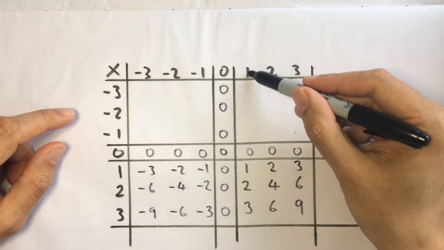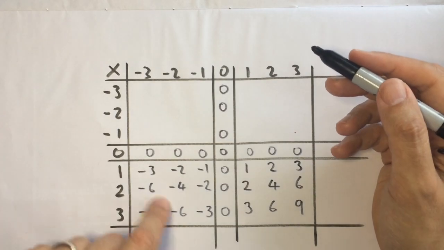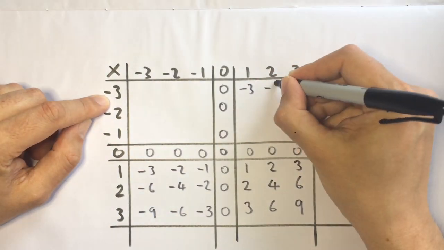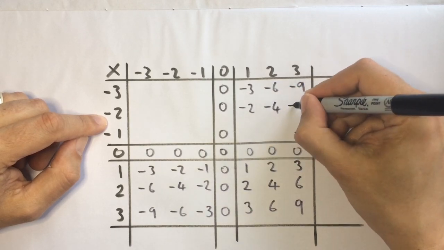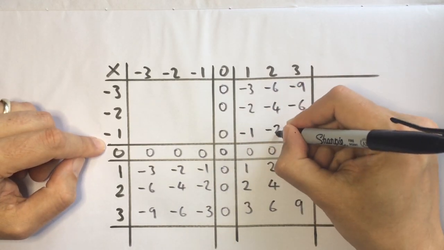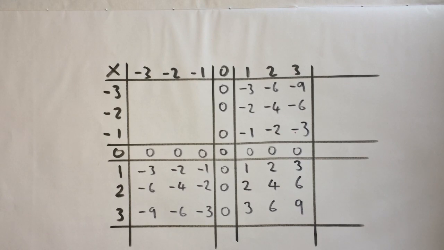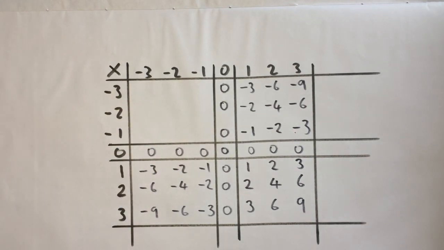Cool, and now I'm going to do my negative times positive, which again is still negative, so it's going to look exactly like this one. Cool, okay. So now we get to this stage, and this bit is actually just about looking at patterns and seeing what's going on here.